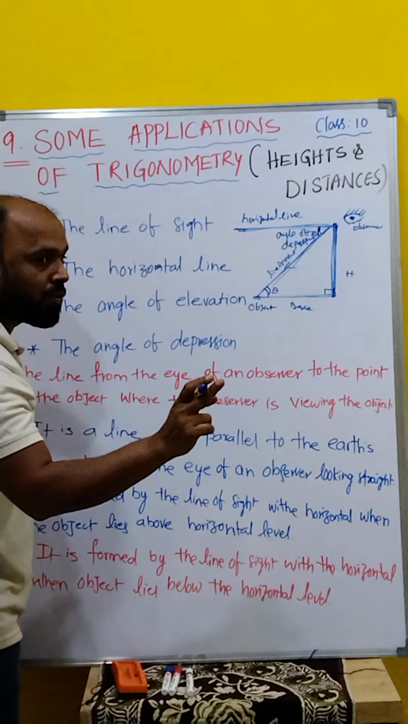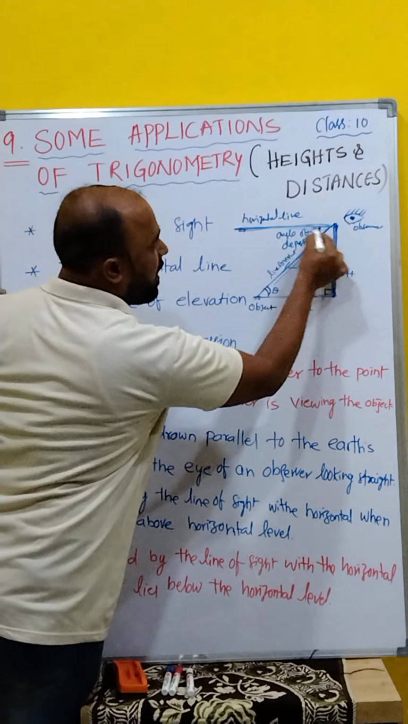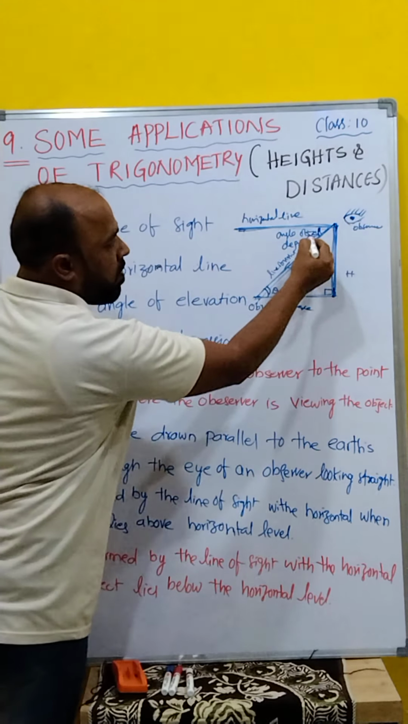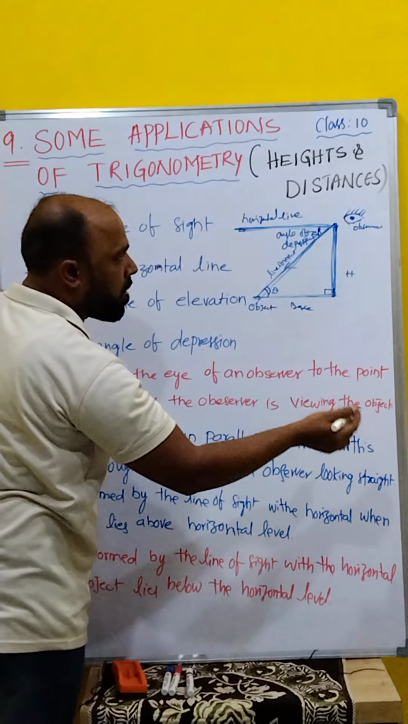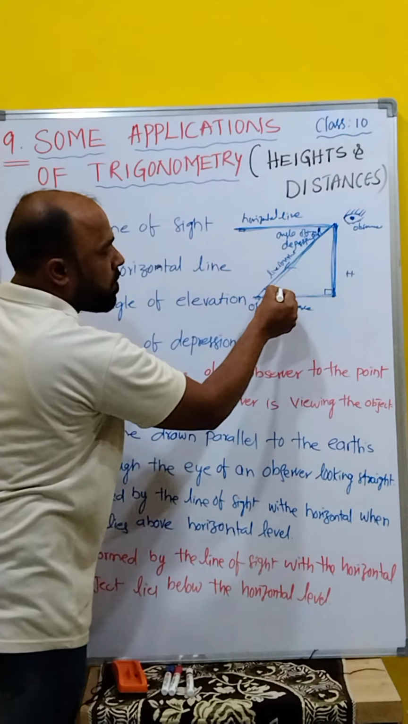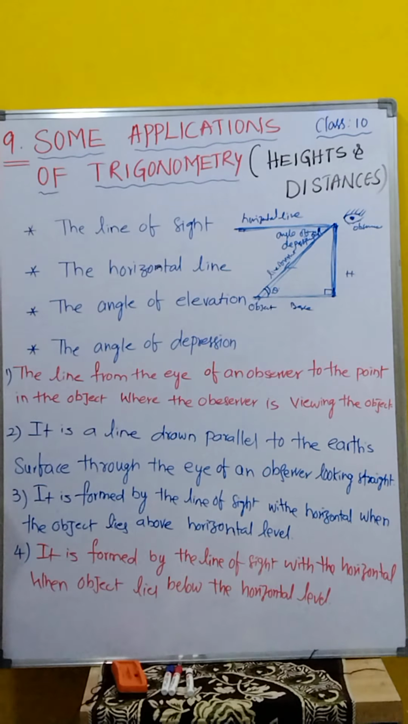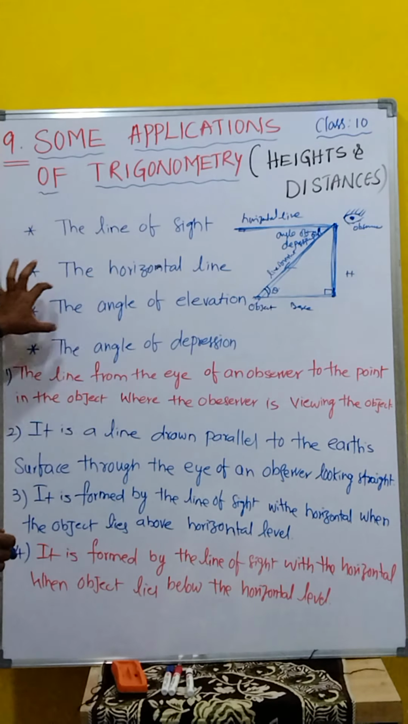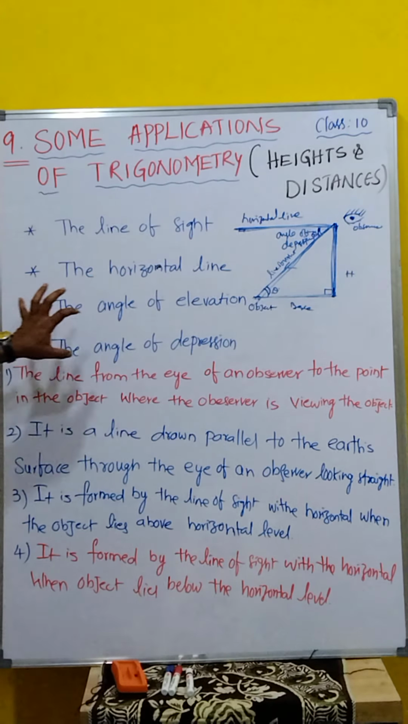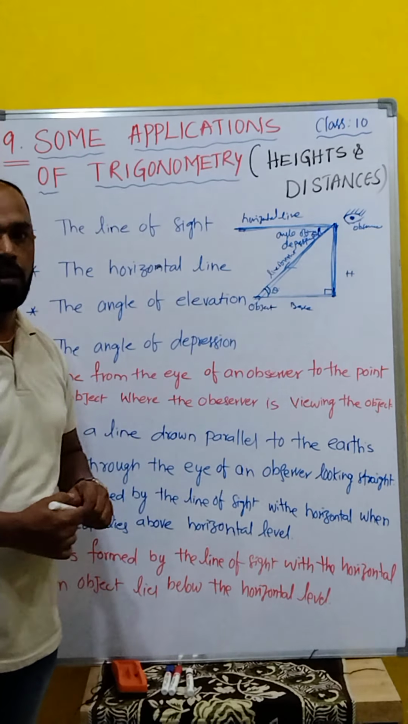One thing you have to remember: in depression the figure is this way, the horizontal line is here, the line of sight is here. What is here? Angle of depression. But when you are solving the problem, this one we have to take as equal. Clear, children? I hope everyone is clear in this. What is the line of sight, the horizontal line, the angle of elevation and the angle of depression. These are the concepts we have to remember in solving the problems.